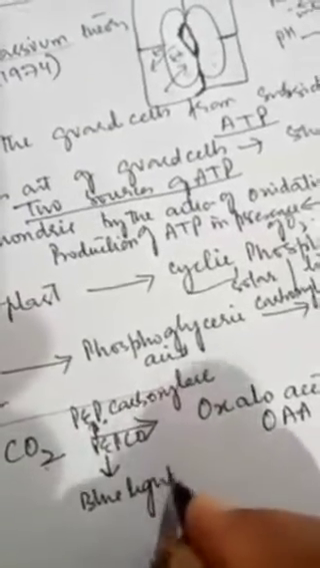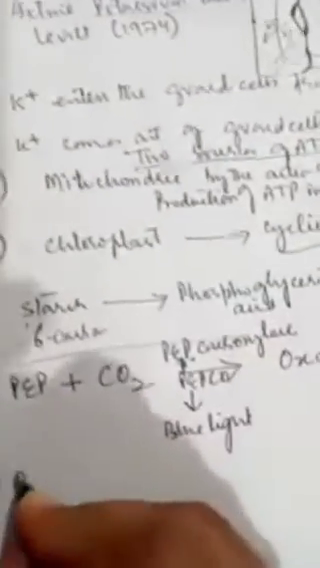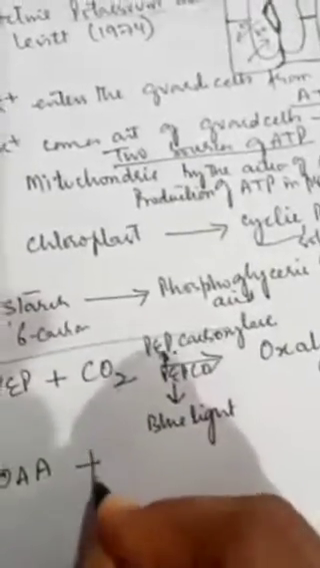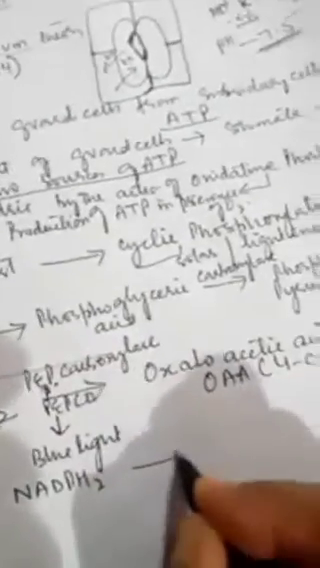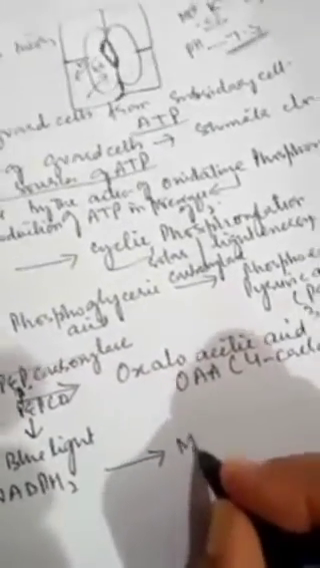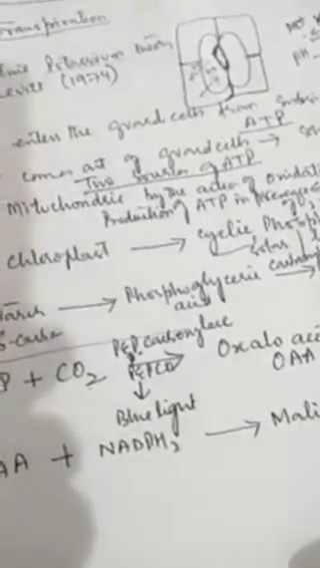blue light of the sun. This PEPCO is active during the blue light of the sun, and this blue light is very much essential, very much important for the stomata opening. Now, this oxaloacetic acid reacts with NADPH2 to form malic acid plus NADP. This oxaloacetic acid combines with NADPH2 to form malic acid plus NADP.